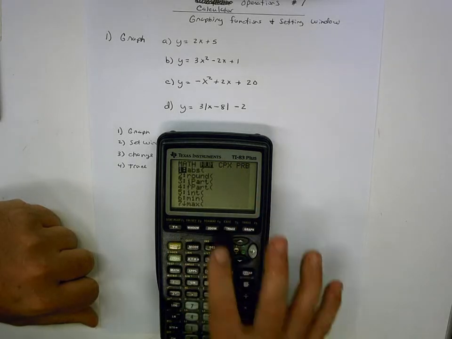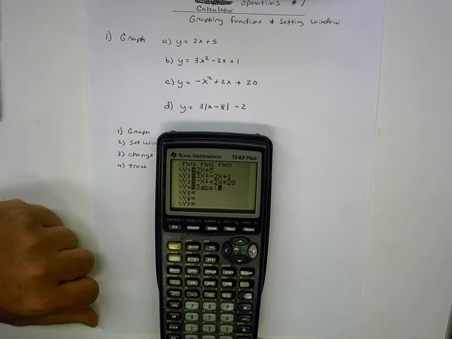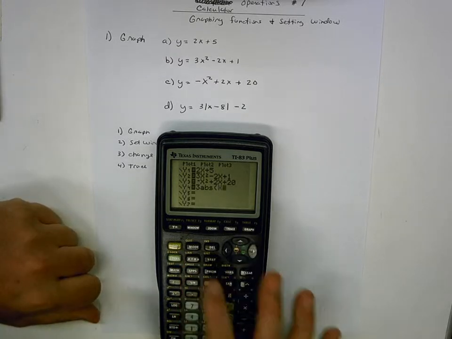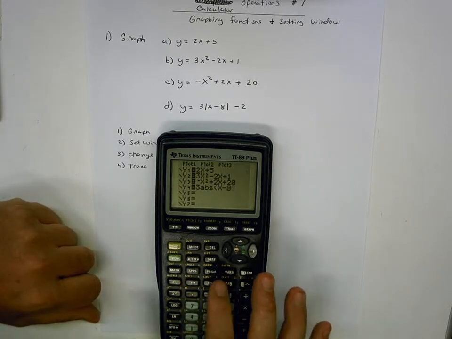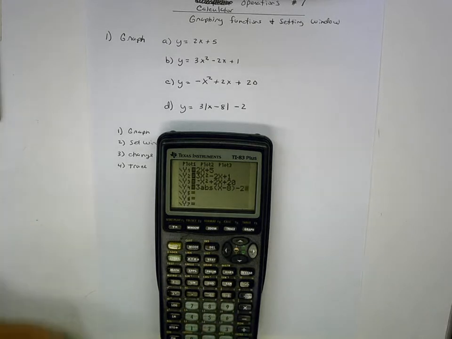I would go over to number. The first one is absolute value. So I get absolute value, then put in my x minus 8, close it, and subtract 2.